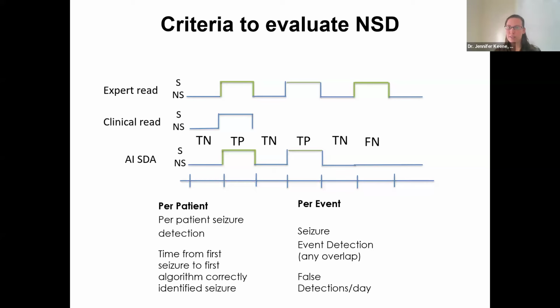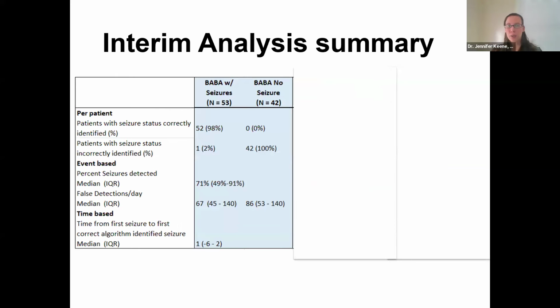And then on an event basis, seizure event detection, the percent of agreement, and we used any overlap like the studies that I showed you earlier. And then importantly, looking at our false detections per day, since we know that's really important for whether or not your algorithm gets turned off. We have not finished analysis of all of our patients, so I'm going to show you the ones that we have as of this morning.